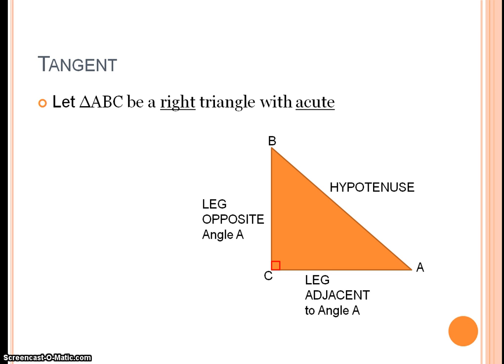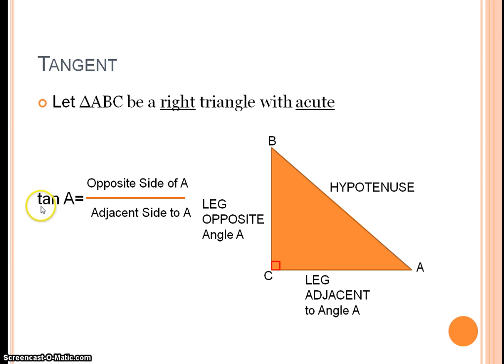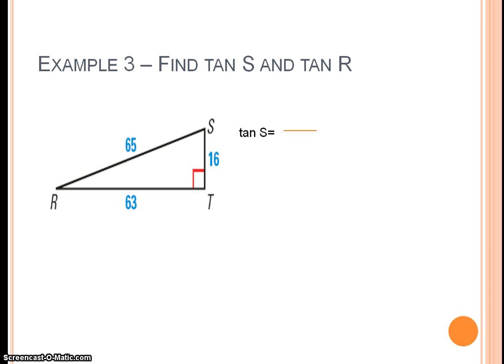It's very important the order that these guys are in. The tangent, abbreviated as TAN, is the side opposite on top over the adjacent side on the bottom. So once again, that is the opposite over adjacent. You need to make sure you remember which order that goes in. So let's go through and do an example with this one.